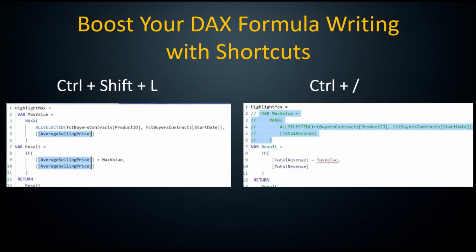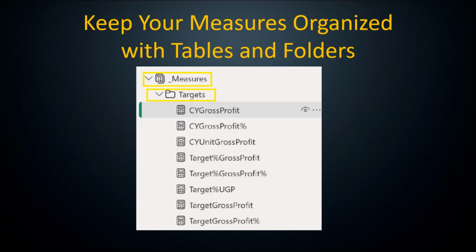Working with DAX? These shortcuts will make your life way easier. Use Ctrl+Shift+L to multi-select all occurrences of a variable. Change once and it updates everywhere. And for testing, select a line and press Ctrl+/ to comment or uncomment it. Clean, quick debugging.